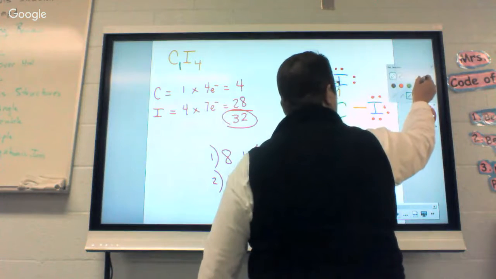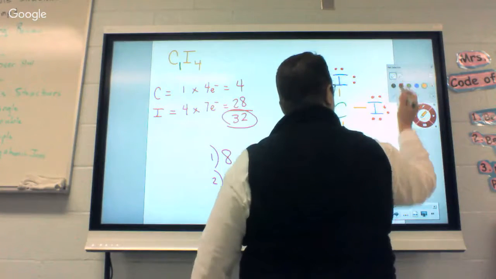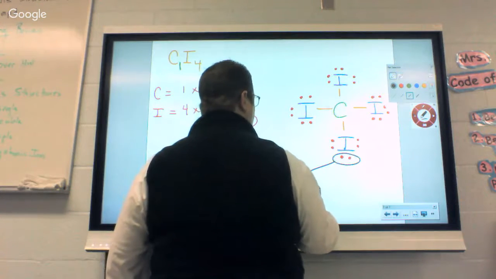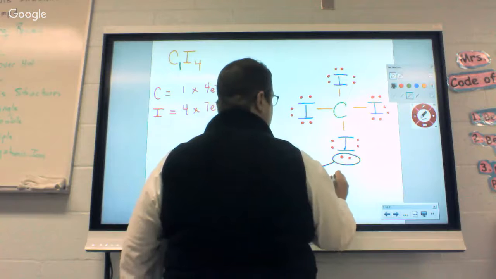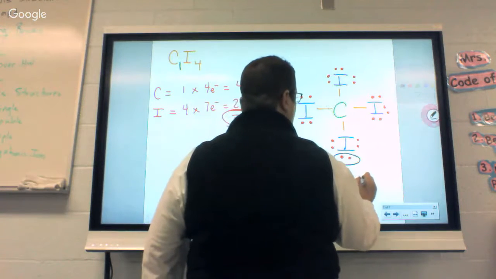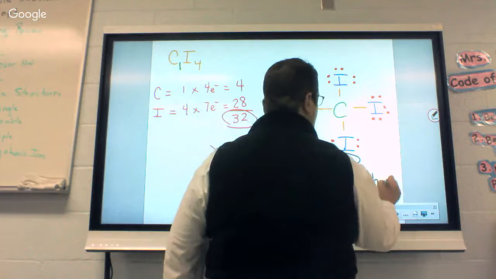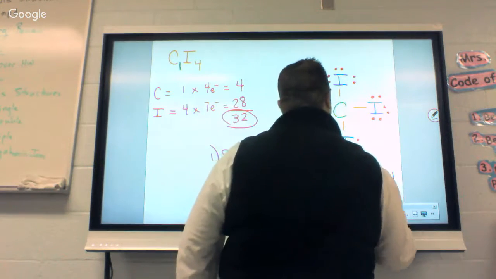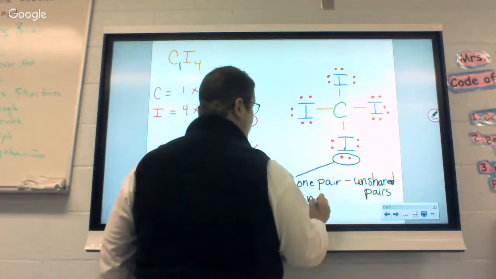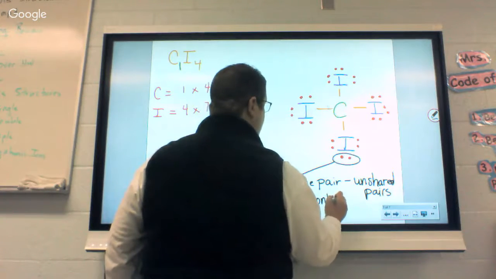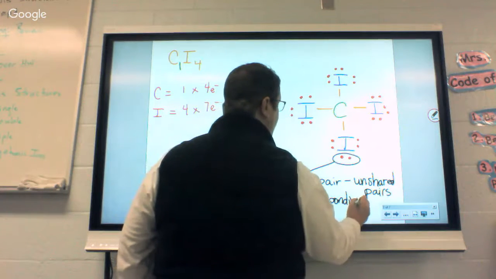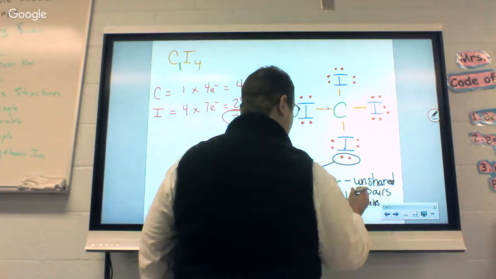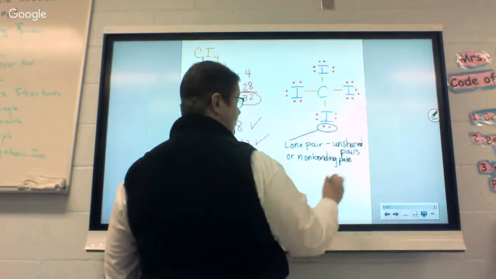Now I've got a couple vocabulary words you need while you're writing. Because you know, can't do it without a vocabulary word. This is called a lone pair. Some books will call them unshared pairs. Or, just because you know we don't have enough names to confuse you, non-bonding pairs. It all means the same thing.